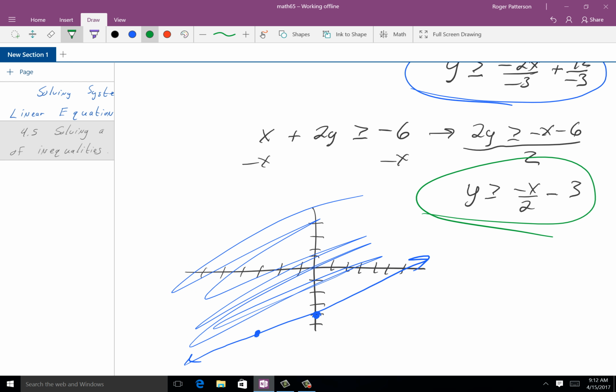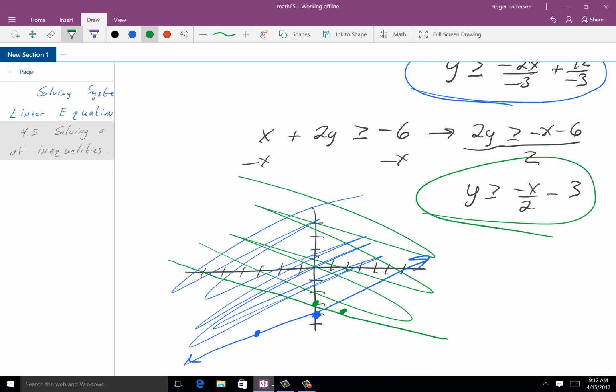All right, so we want to graph that one. So we go to -3 and down 1/2. Solid or dashed? Above or below? Above's got to be greater. There we go. So wherever the overlap is, that's the answer.